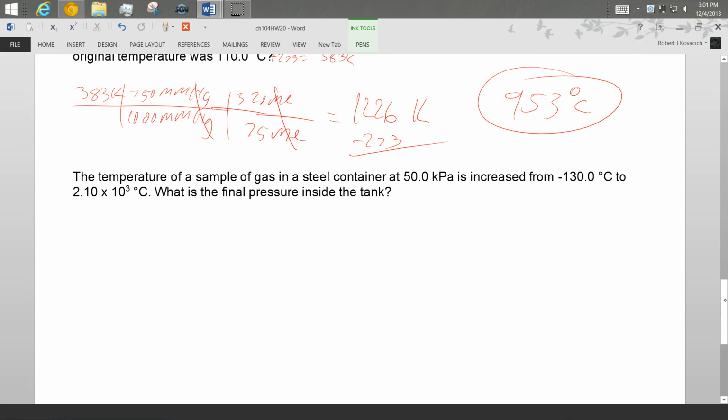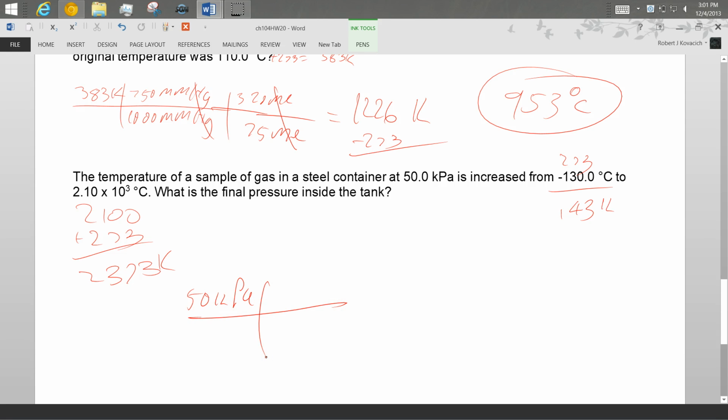What is the temperature of a steel container at 50, 0? What's the final pressure in the tank? Okay, this one's pretty straightforward. 273, so 143. Okay, and what is this? 2100. So 273, so 2373. And so from that to that, and it's 50 kilopascals. Okay, so I'm looking for a pressure. So I'm going to write 50 kilopascals here.